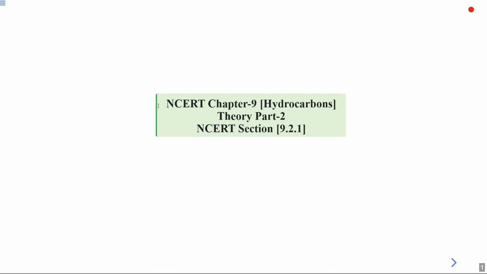Hello students, today we will study Hydrocarbon Theory Part 2, Section 9.2.1 according to the NCERT.